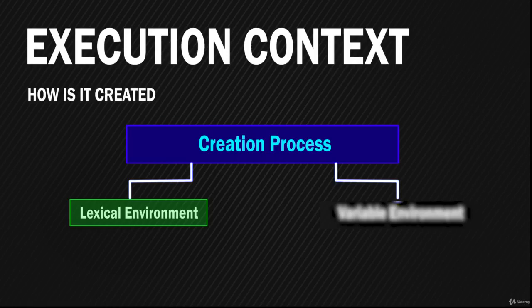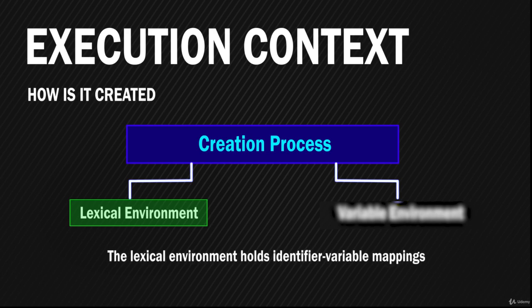Okay, cool, we're back. So we're on to the creation phase of an execution context. And we know that this involves the creation of a lexical environment. And the lexical environment holds identifier variable mappings. What do I mean by identifier? Well, that is just the name of the variable or function. And the variable within the identifier variable mappings refers to the actual object or value itself. You'll understand what this means shortly.